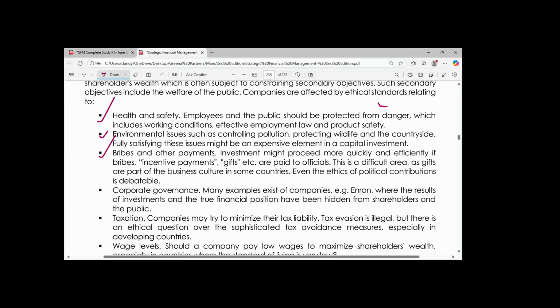So bribery and other payments. So what do you mean by this? Investment might proceed more quickly and efficiently if bribes, incentive payments, or gifts are paid to officials. Just pray that you don't have issue with any government official where you are looking for something. Say for example, now you want to import something from abroad, and then your goods have landed in the port. Something that within 5 minutes, the approval you are looking for is just to put pen to paper and get the approval.